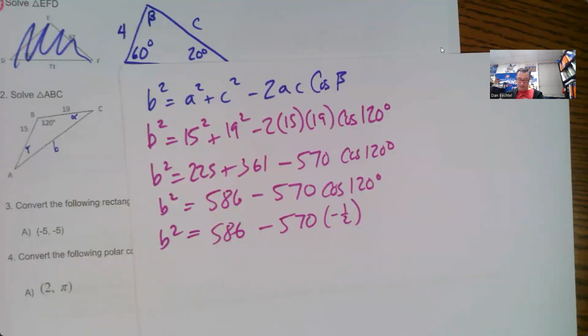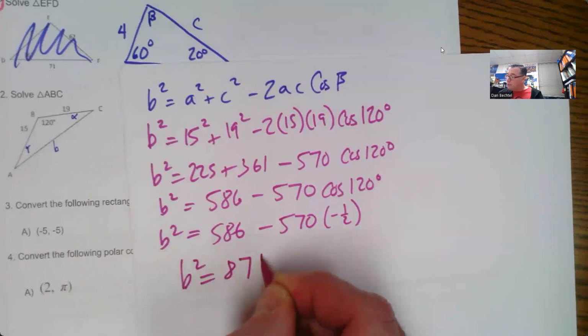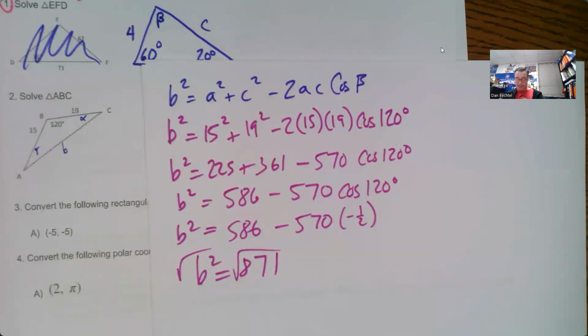Okay, 586 minus 570 times negative 1/2. I'm going to get that b squared is equal to 871. Square root both sides, and you're going to get that b is equal to the square root of 871. I certainly don't know what that is, but I'm excited to find out what we get.